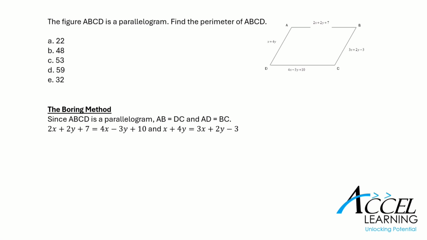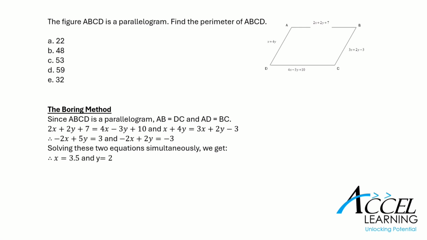2x plus 2y plus 7 equals 4x minus 3y plus 10, and x plus 4y equals 3x plus 2y minus 3. Therefore, negative 2x plus 5y equals 3, and negative 2x plus 2y equals negative 3. Solving these two equations simultaneously, we get x equals 3.5 and y equals 2.